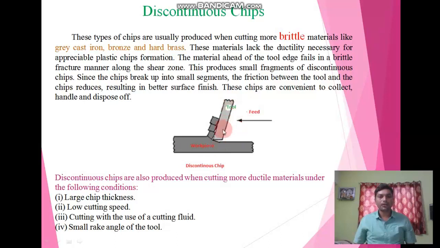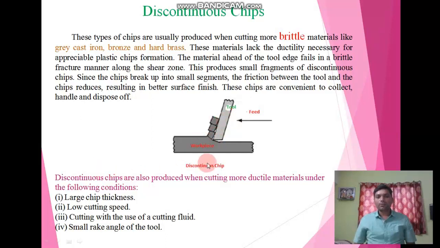This diagram represents discontinuous chips, and the workpiece is made up of brittle material. When we apply force over the brittle material with the help of the tool, we get discontinuous chips because the brittle material lacks ductility. During machining this brittle material fails in a brittle fracture manner along the shear zone, and it produces small fragments of discontinuous chips.